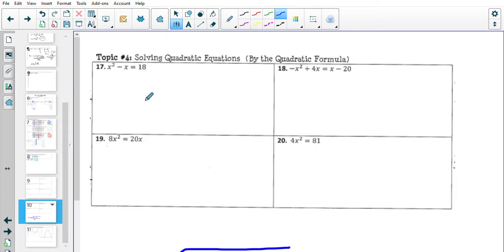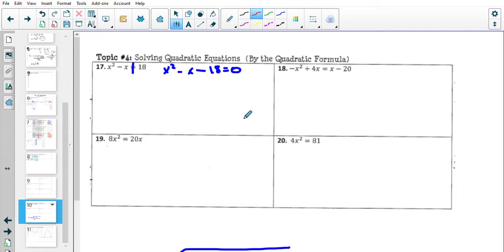So let's take a look here at 17. Number 17, it is not set equal to 0. It is not in standard form, so we have to do that first. We have to make it x squared minus x minus 18 is equal to 0.